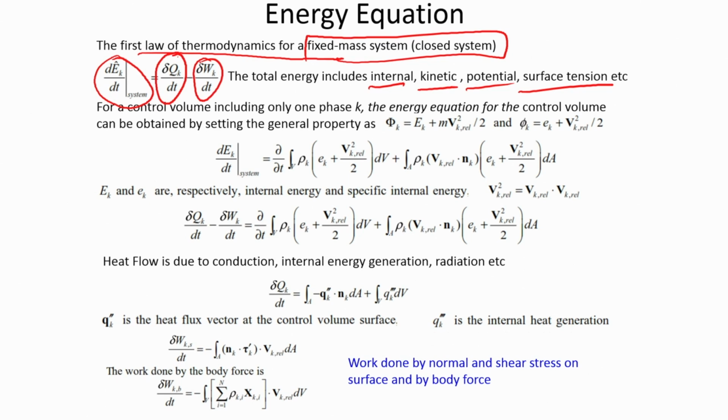For a control volume that contains only one phase, because that is the methodology we are following, we define it for one phase and then show what will happen if we take it across multiple phases.